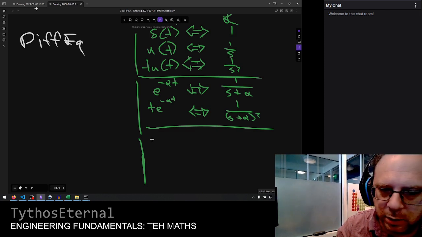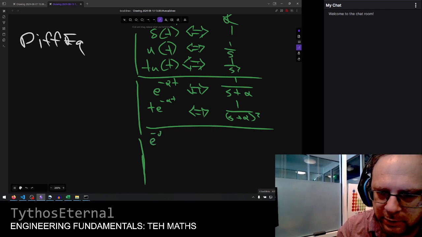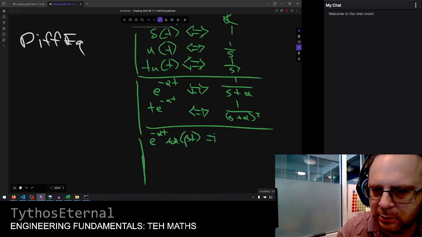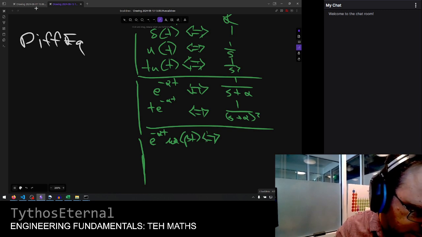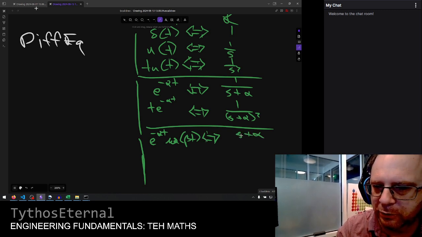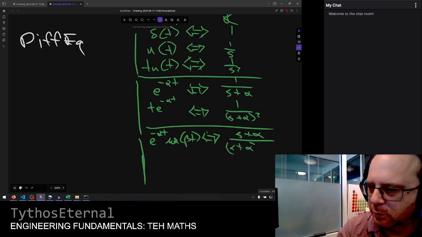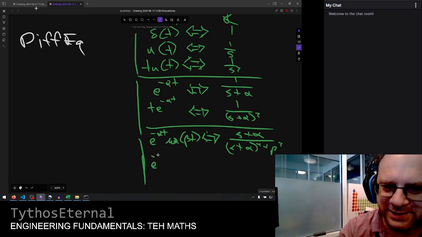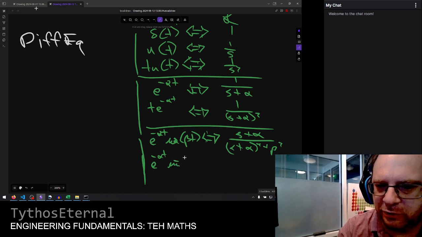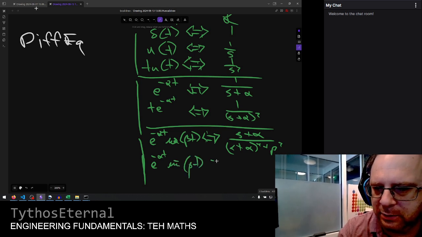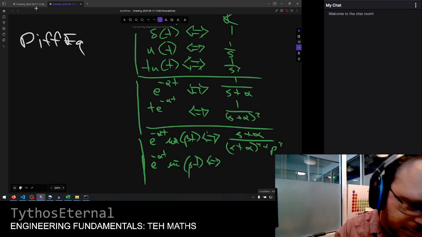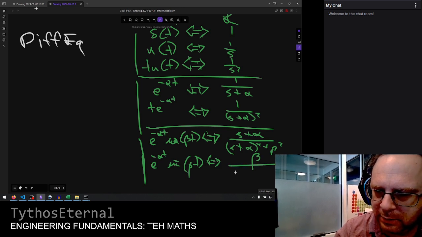first off are e to the minus alpha t cosine beta t, if I can remember which one this is. s plus alpha over s plus alpha squared plus beta squared. Did I get that right? Yes. I obviously don't trust myself for a lot of this. And then sine of beta t is the inverse transform for beta over s plus alpha squared plus beta squared.